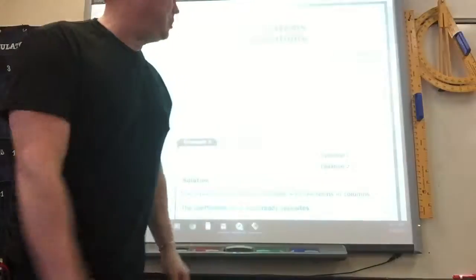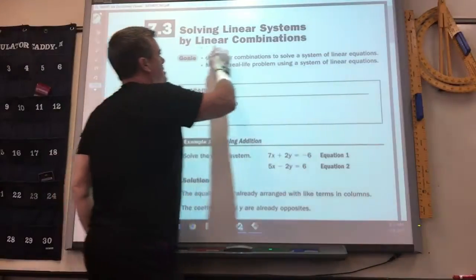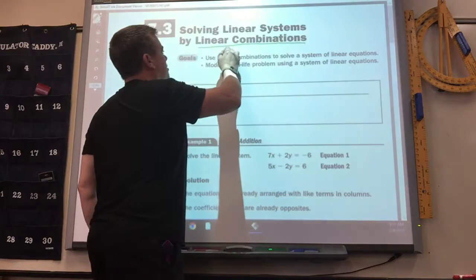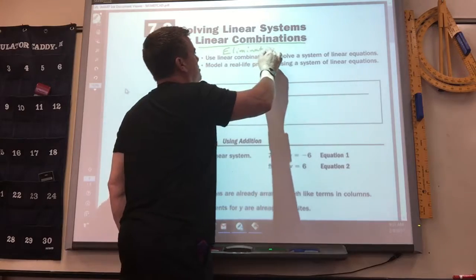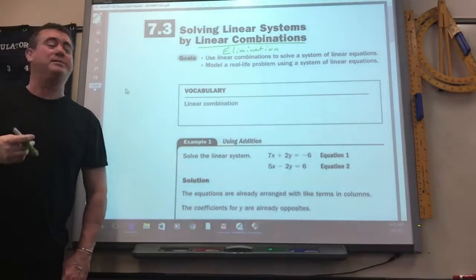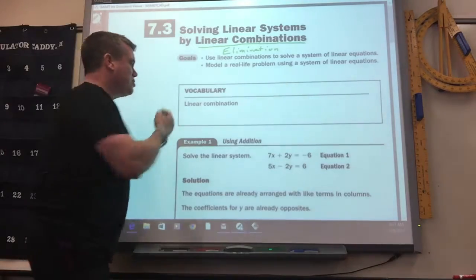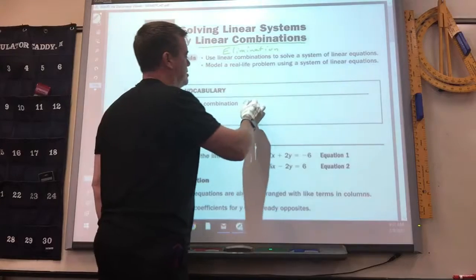The easiest way to do them, usually. This book calls it linear combinations. Some of them call it elimination. That's what I've been calling it the past few days. They mean the same thing. So you can use linear combination to solve systems of equations.